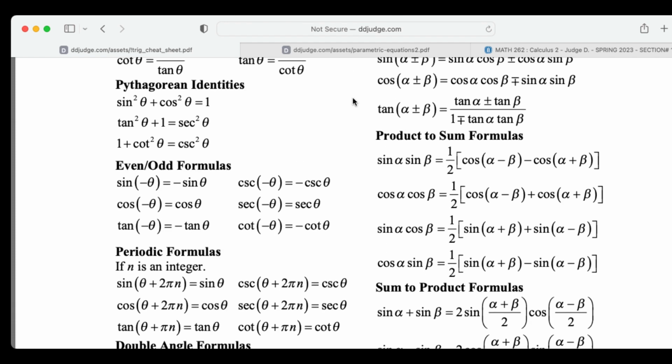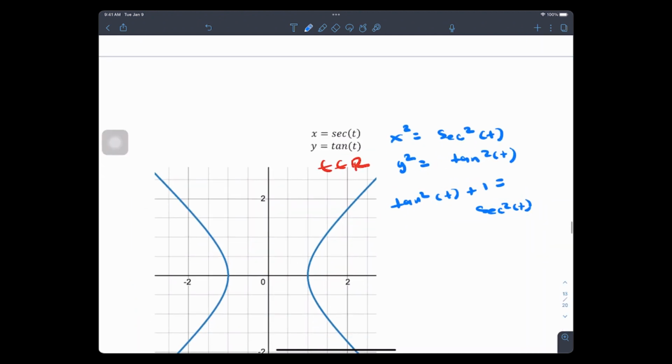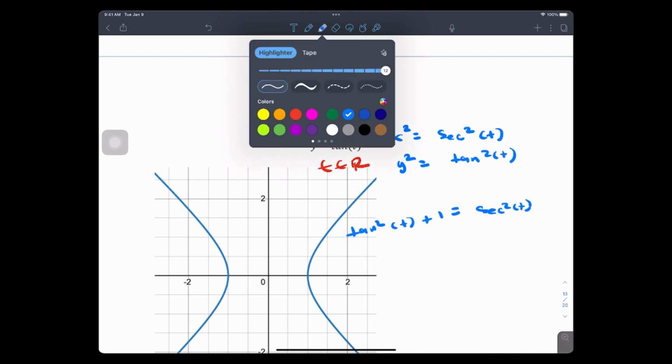Do you guys remember? What do we know? Tangent squared t plus 1 equals secant squared t. Is that right? So what does this mean? You guys should be happy with this. You know what this means?